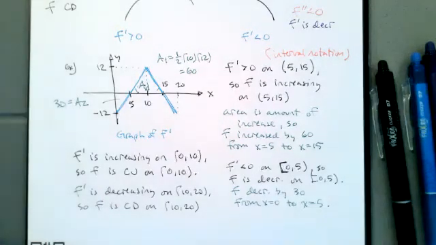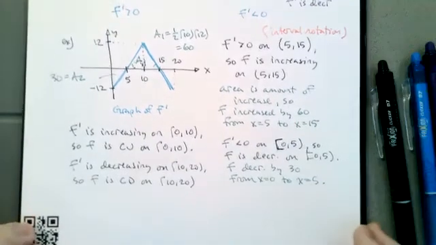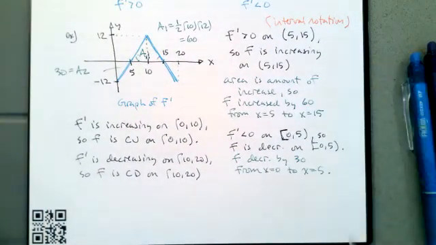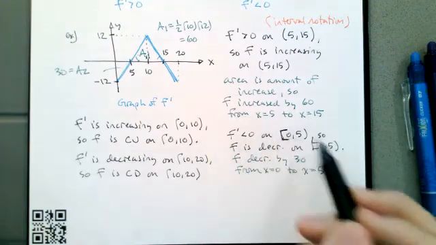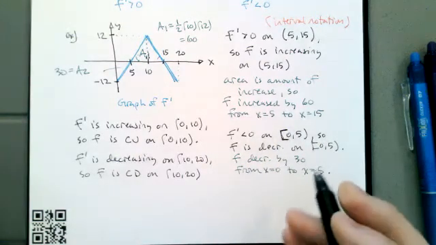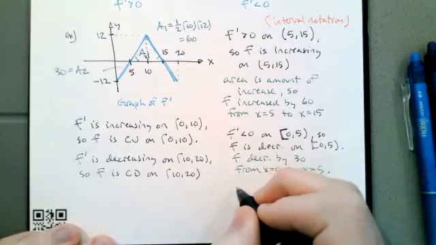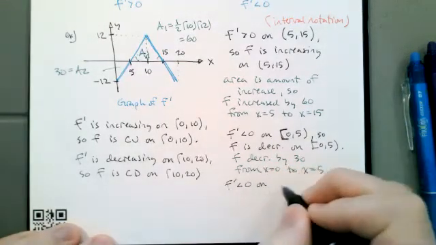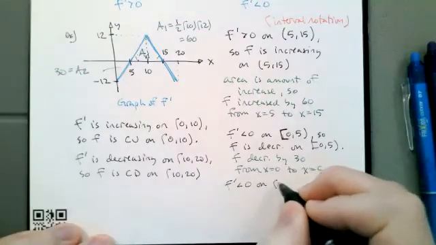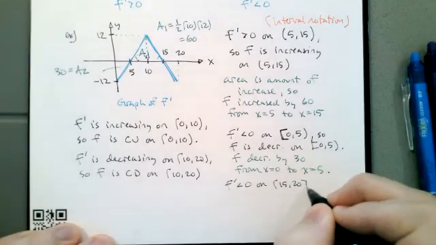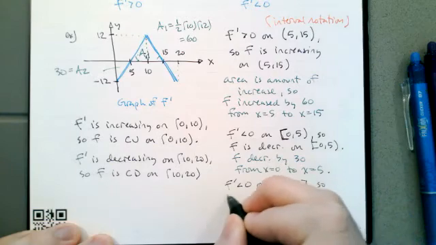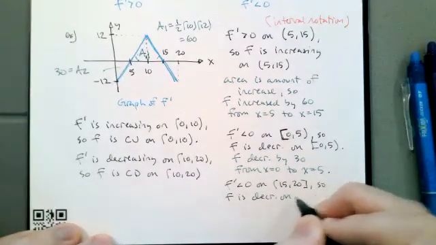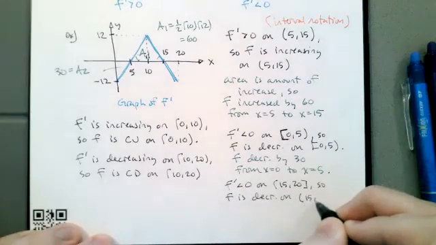Then the last thing that we would want to observe here is how much the function is changing from 15 to 20. We're going to make a similar statement that we did for the decreasing part from 0 to 5. We would observe that f prime is negative on the interval from 15 to 20. So f is decreasing on the interval from 15 to 20.